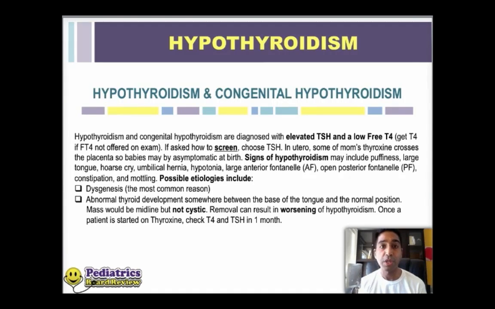In terms of treating hypothyroidism, go ahead and start the patient on thyroxine, and in approximately 1 month, that's the time frame when you want to check T4 and TSH. That goes for hypothyroidism in general. It's not specific to which type of hypothyroidism you're treating.